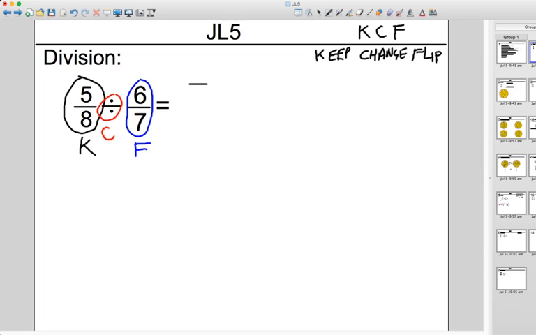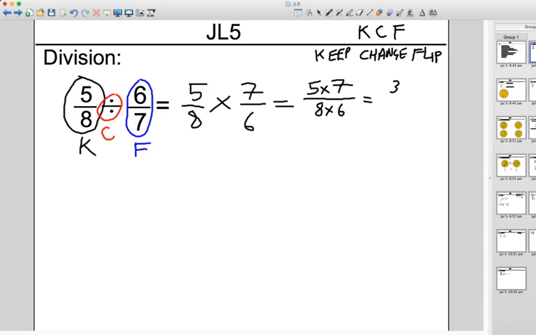So what I'm going to get is 5 over 8. That's the one we keep. We change the sign to multiply, and we flip this so it's 7 over 6. And this just becomes a bog standard multiplication. 5 times 7 over 8 times 6. 5 7s, 35. 8 6s are 48. And I don't think that cancels down because no, that's as low as it will go. 35 over 48.